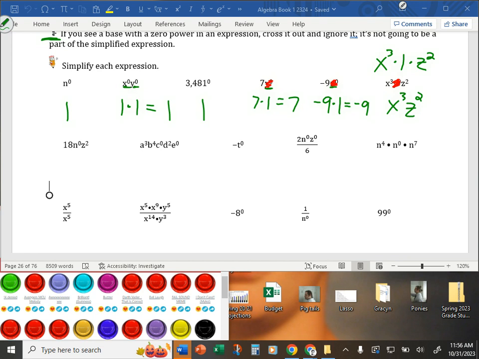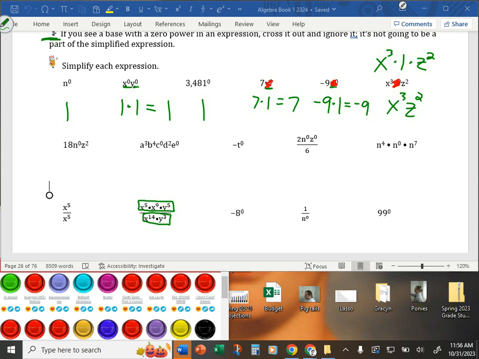Is that the x to the 5th one? Yeah, x to the 5th times x to the 9th times y to the 5th over x to the 14th times y cubed. Well, just like we did in the homework for today, we're going to simplify our numerator and our denominator first. So what can we combine in our numerator there? X to the 5th times x to the 9th times y to the 5th. What can we combine? And what's the result?